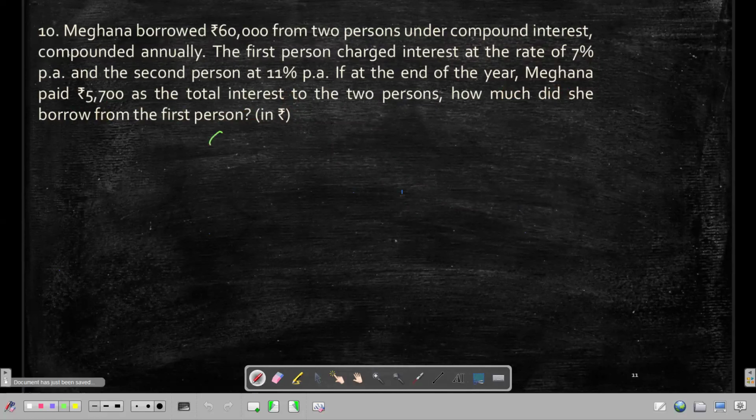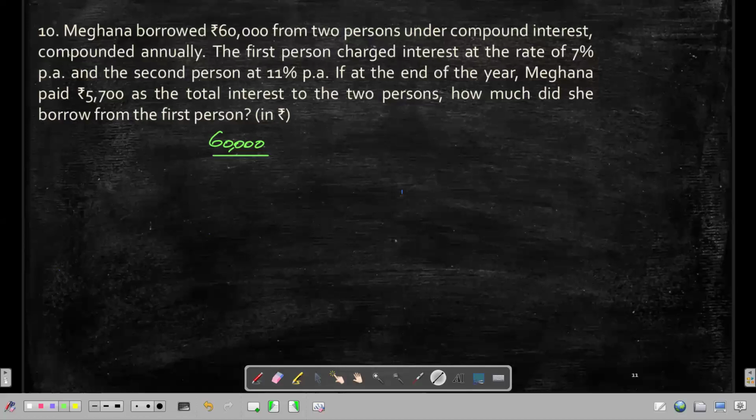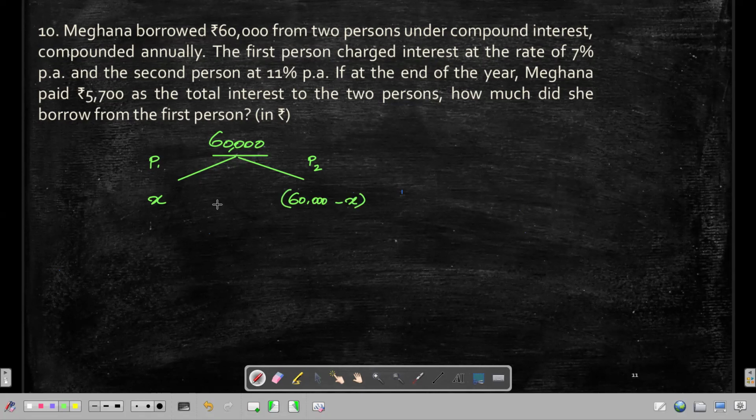So, the total amount that was borrowed is 60,000, right? Now, I am splitting this 60,000 into two parts. From person 1, she has borrowed, let me say, some X rupees. So from person 2, she would have borrowed 60,000 minus X, right?